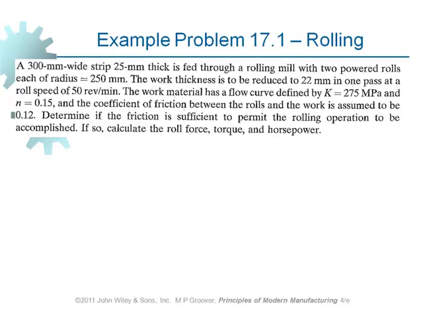Anyway, we will have another problem to be done in the next session when we have got hot working. So n is equal to 0 for that one, not for this one. And then the coefficient of friction between the rolls is given. What we are after is if the friction is sufficient to permit the rolling operation to be accomplished. We've got to see if it is possible to perform this operation, and if so, we've got to compute the force and torque and horsepower needed. First of all, we've got to see if the friction is sufficient in order to make that happen.